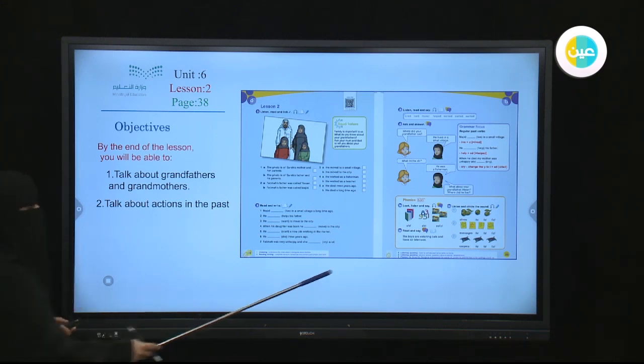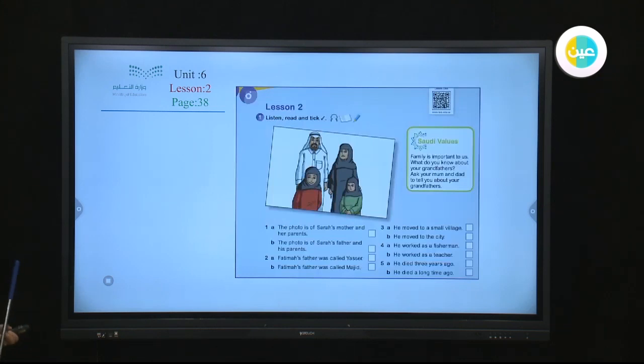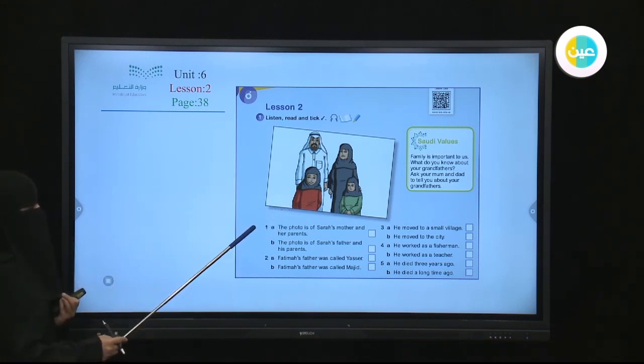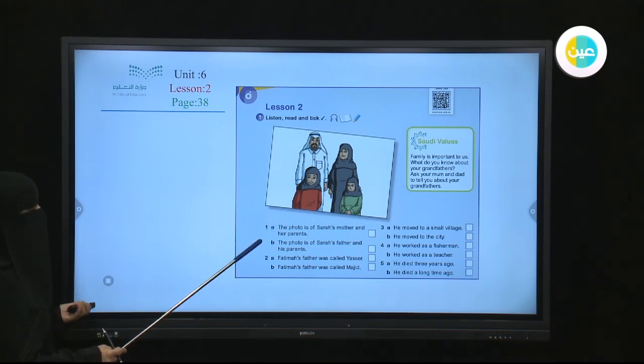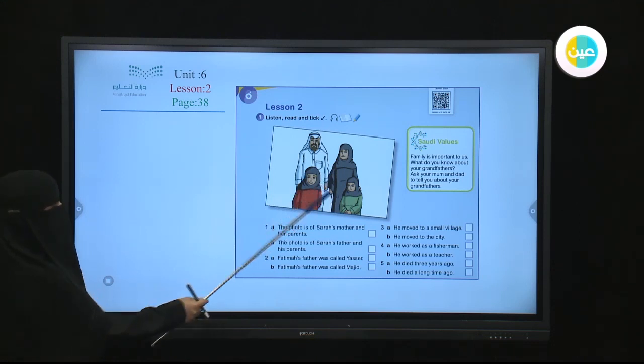Would you please open your books and write down with me the exercises, answers that we are going to do together. So this is Unit 6, Lesson 2, page 38. All right, let's start with activity number 1. Here it says to you, listen, read, and tick. Can you see this picture? Do you remember the girl, whose grandfather's name was Majid? Okay, this is his wife, and these are his two daughters.